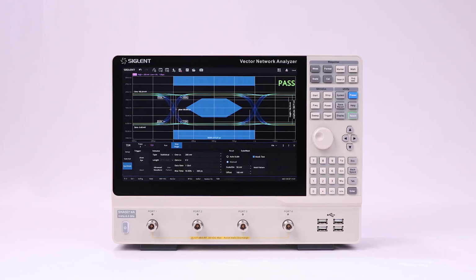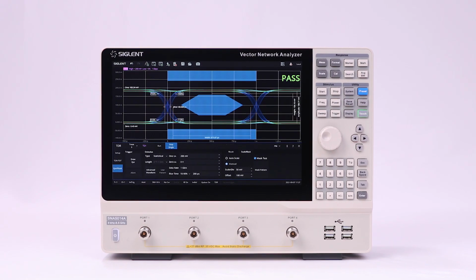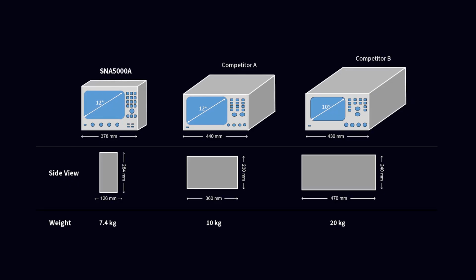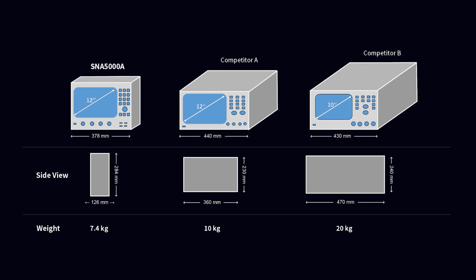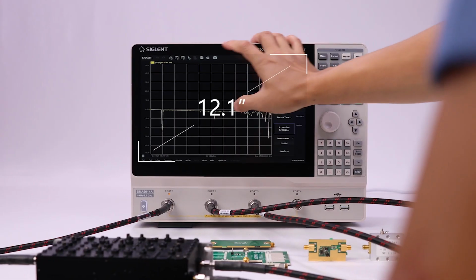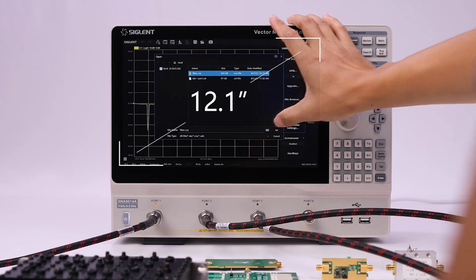Advance to the next level with the SIGLENT SNA5000A Vector Network Analyzer. It is smart on size and versatile on abilities. It's half the size of contemporary VNA designs, but has one of the largest touchscreens for ease of use.